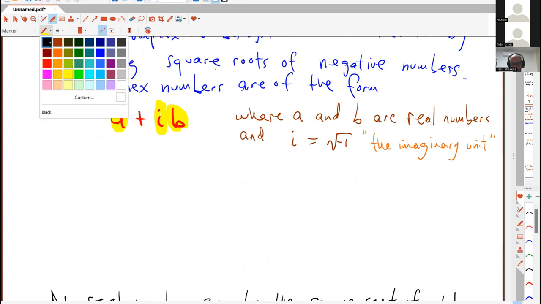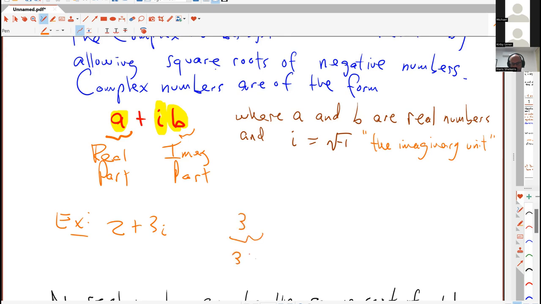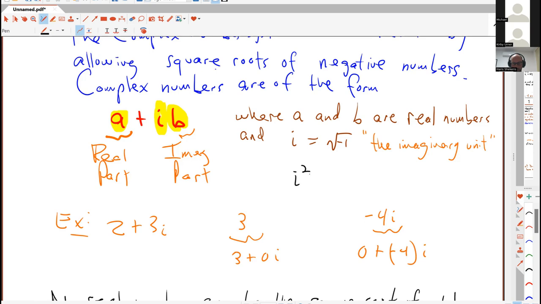So let me just define some terminology here. A is called the real part of the complex number. B is called the imaginary part. i is called the imaginary unit. Examples of complex numbers would be 2 plus 3i. 3, but 3 is really just 3 plus 0 times i. -4i is an example of a complex number. That's really 0 plus -4 times i. So these are all examples of complex numbers. And of course, the imaginary unit here, since it's supposed to be the square root of -1, its square better be -1.